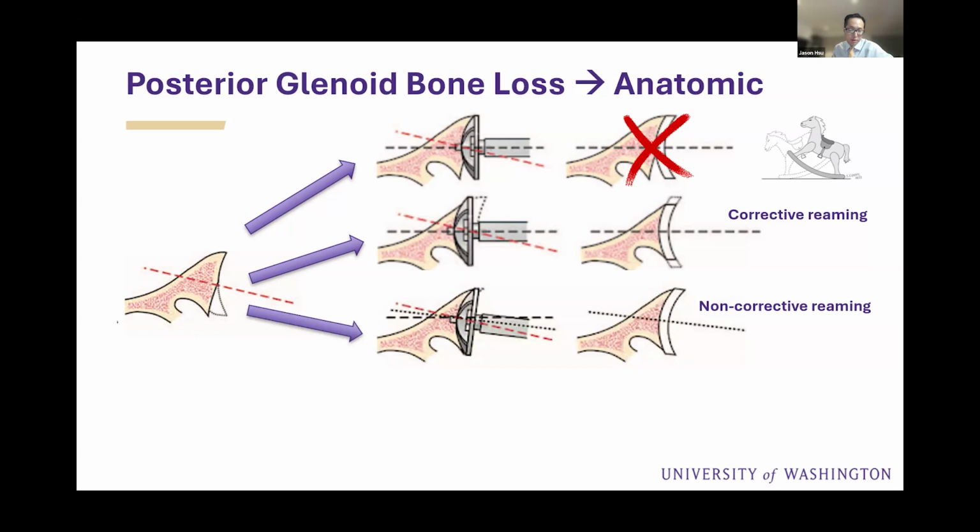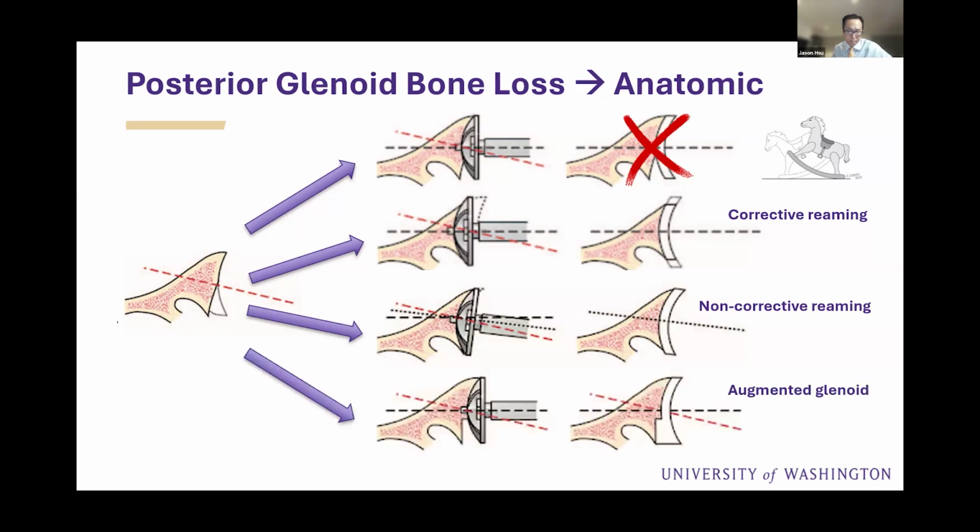So one other consideration is doing non-corrective reaming, and in this approach, we ream the glenoid just to get a single concavity. We don't really do anything to try to correct the version. The goal with this approach is just to make sure the glenoid is completely seated on bone, and we ensure the humeral head stays centered through soft tissue balancing.